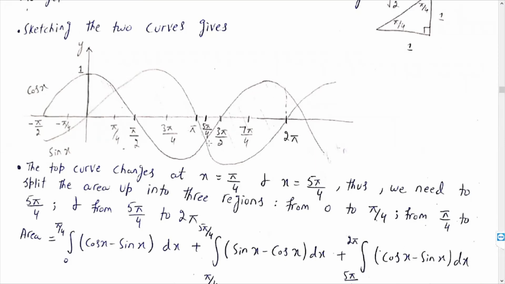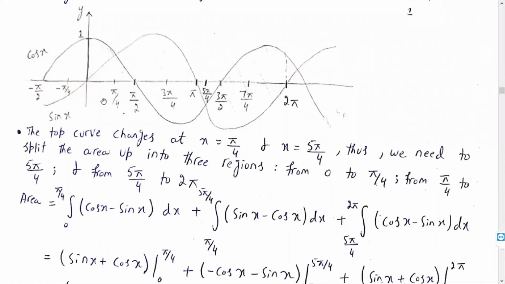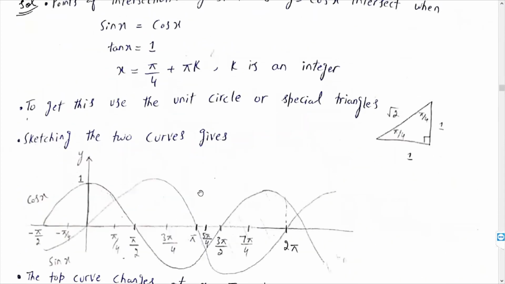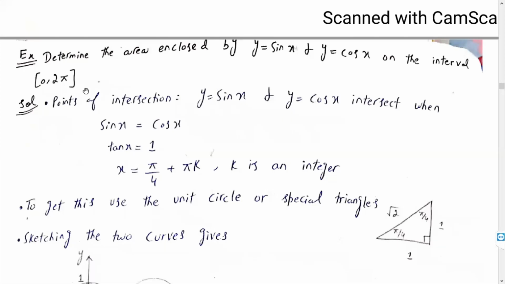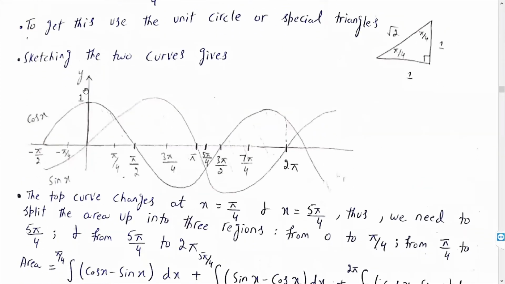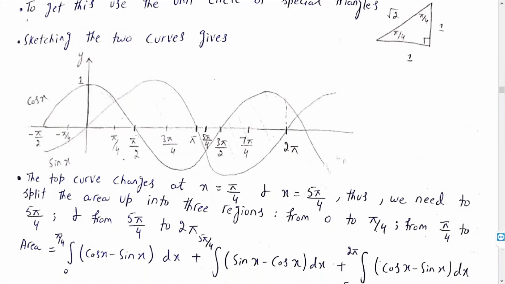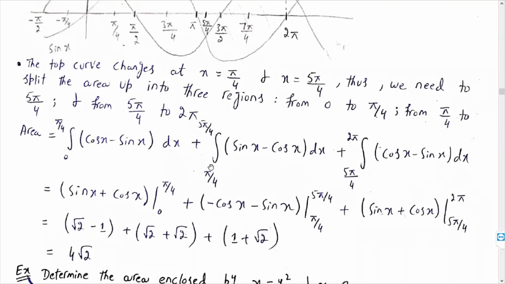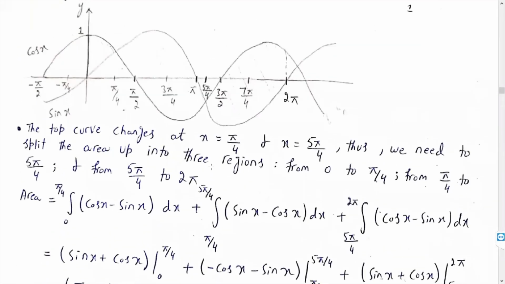Okay, so now what we have to do is find out the regions. The top region changes at pi by 4 and 5 pi by 4. Thus we need to split the area up into three regions. First region is 0 to pi by 4, the other one is pi by 4 to 5 pi by 4, and the third one is 5 pi by 4 to 2 pi. As this is the whole interval, I have divided this interval at the points of intersection. So these are the points of intersection, and breaking the interval at the points of intersection, I am getting three sub-regions. So just check which function is at the top, which is at the bottom.